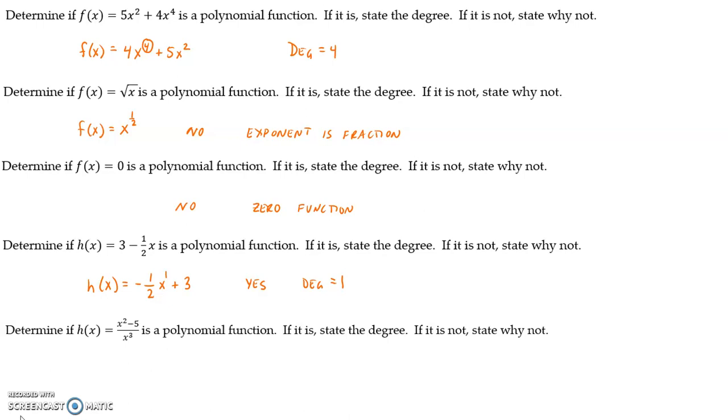In our last function, we've got h of x equals x squared minus 5 on top, and x cubed on the bottom. This is not a polynomial function. This is what's known as a rational function. Rational functions come in fraction form, and we'll be taking a look at those a little bit later on.